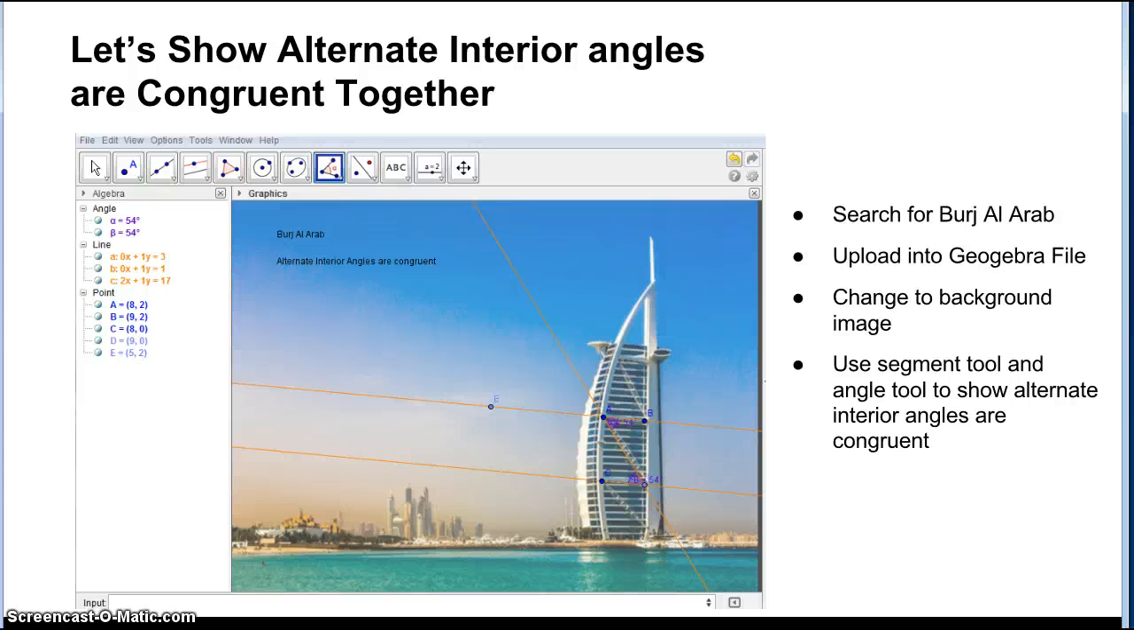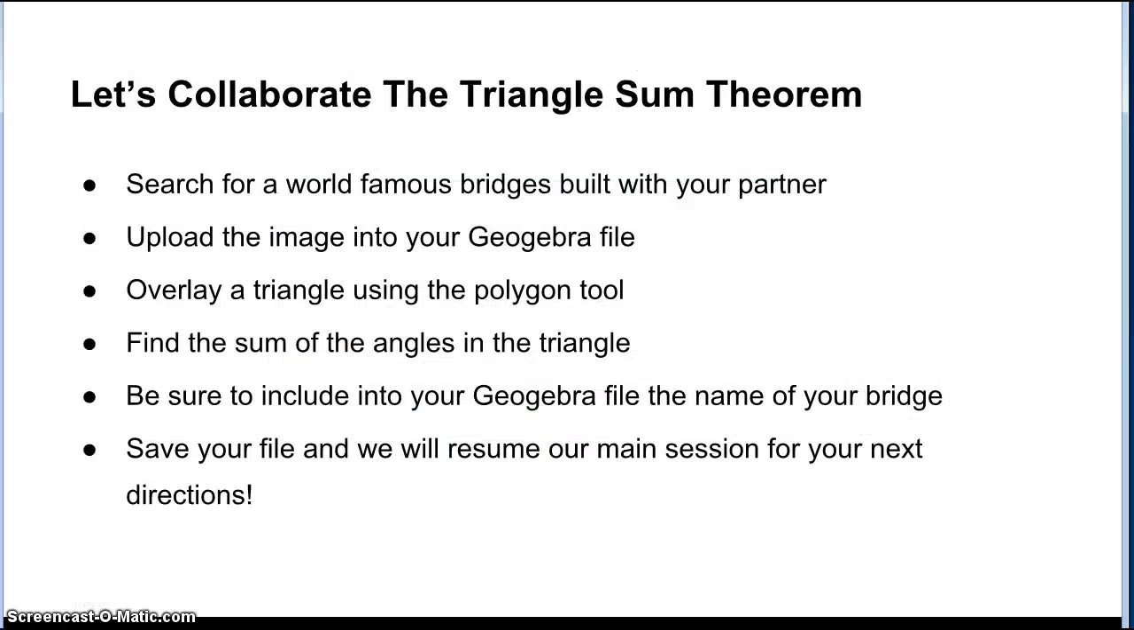Here it is. We are going to do this together. We're going to collaborate on the triangle sum theorem. What you and your partner are going to do is look for a bridge together. You just have to agree on which bridge image from a web quest that you want. So it could be the Golden Gate Bridge, it could be the Tower Bridge, it could be the Brooklyn Bridge, whichever bridge that you think is really fascinating to study.